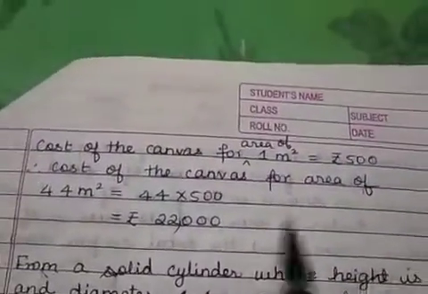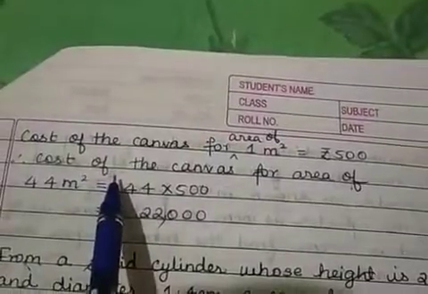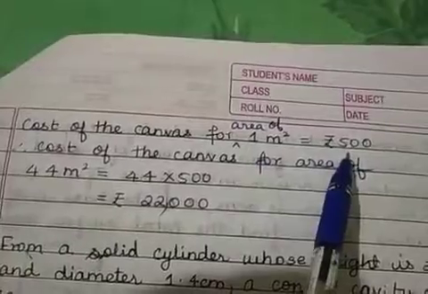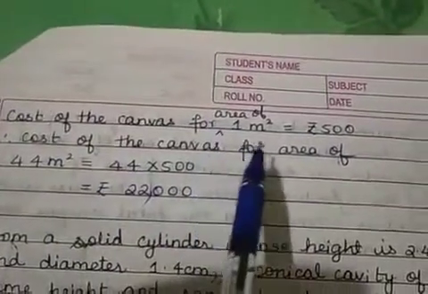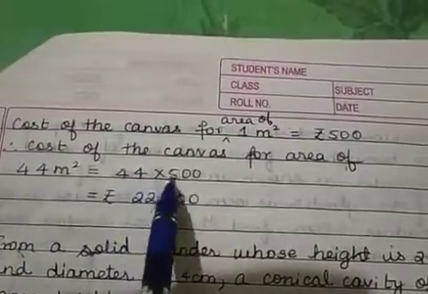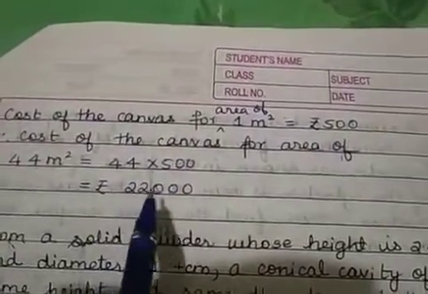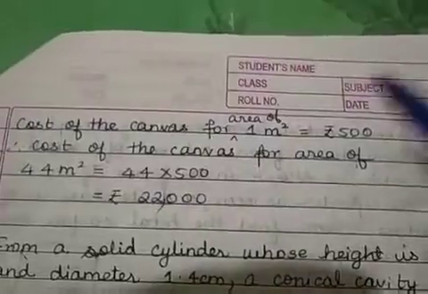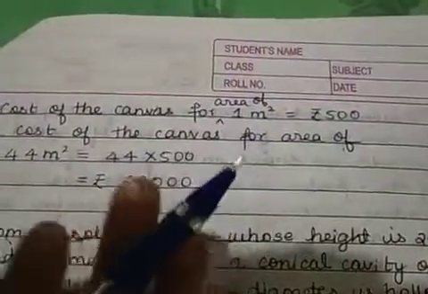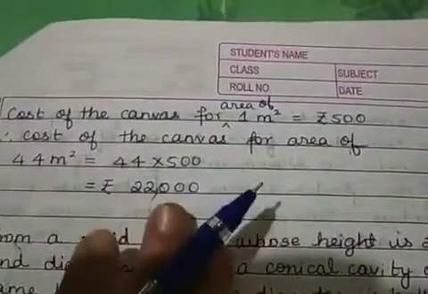Now let us see how to find the cost of the canvas. Cost of the canvas for area of 1 meter square is 500 rupees. So what will be the cost of the canvas for area of 44 meters square? It is 44 multiplied by 500, which is 22,000 rupees. So to cover this area of the tent, what is the amount which is required? It is 22,000.